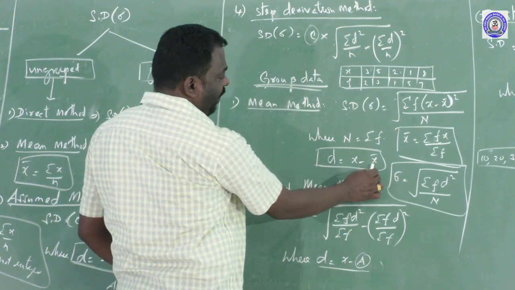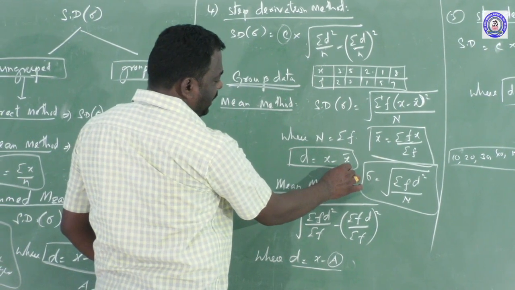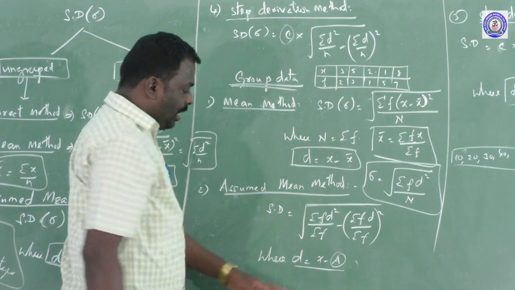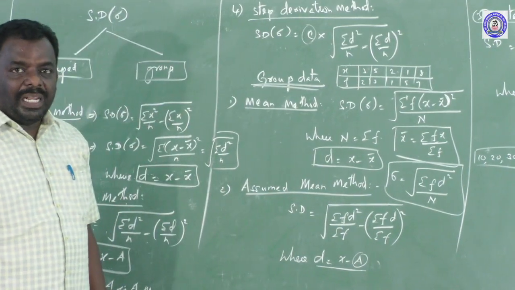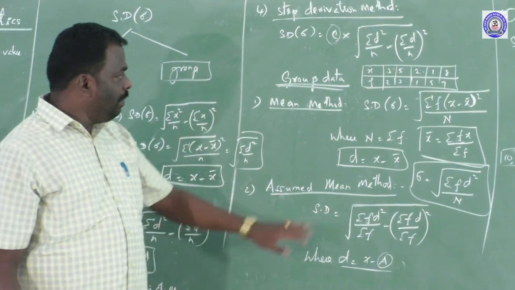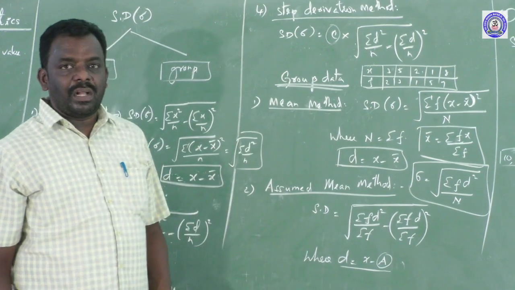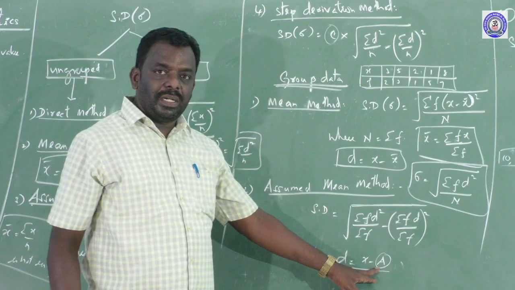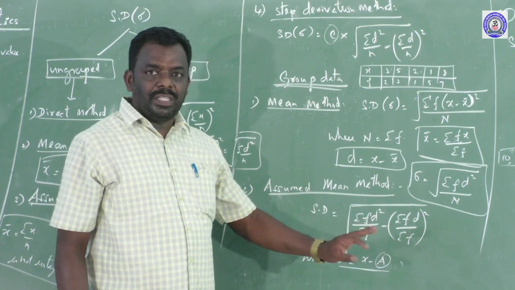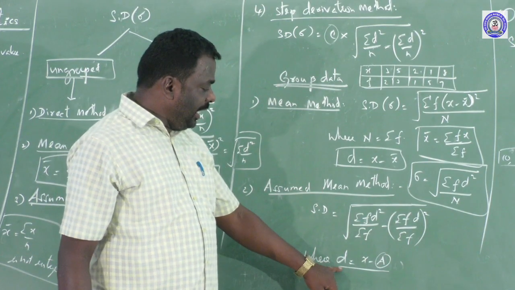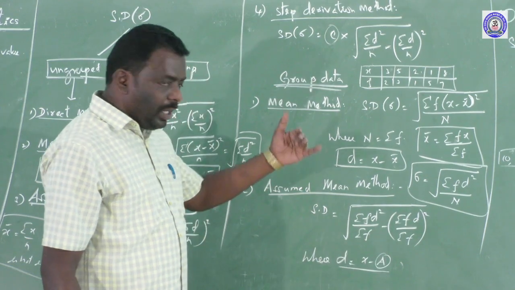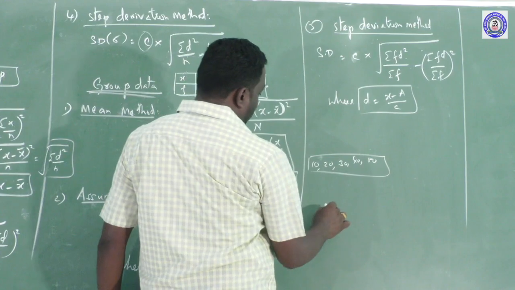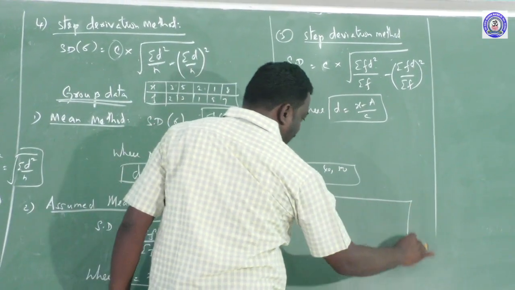If the mean is an integer, we apply the mean method, and if the mean is not an integer, we apply the assumed mean method. In the assumed mean method, we assume the value ourselves, so it is called the assumed mean method. So here d equals x minus a. How to derive it, you can see in the next one. Now the step deviation method: the given data are in class interval type.